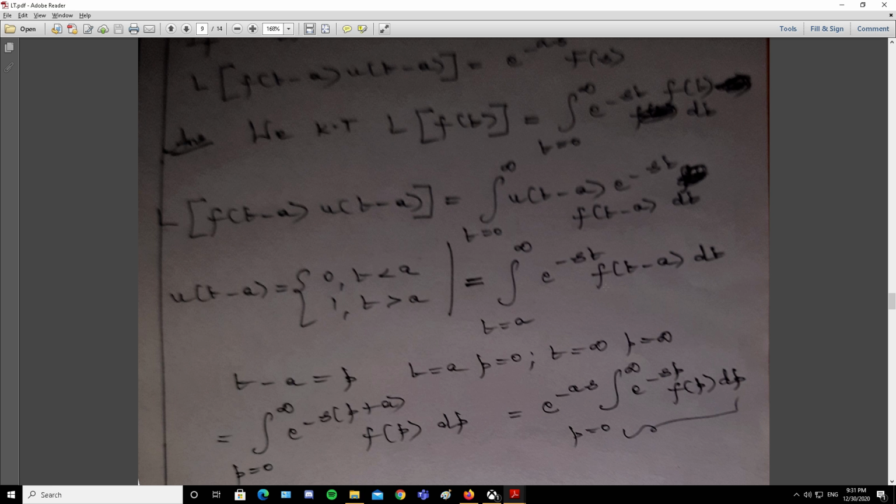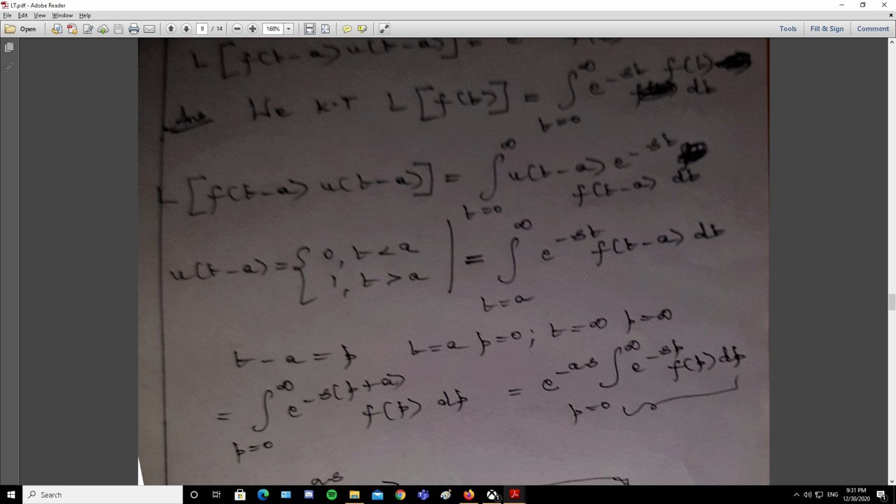In the next step, we take p as t minus a. So dp is dt, and if t is a, p is 0. If t is infinity, p is infinity. At t equals a, p is 0. At t equals infinity, p is infinity. So integral p equals 0 to infinity e power minus s p plus a f of p dp.